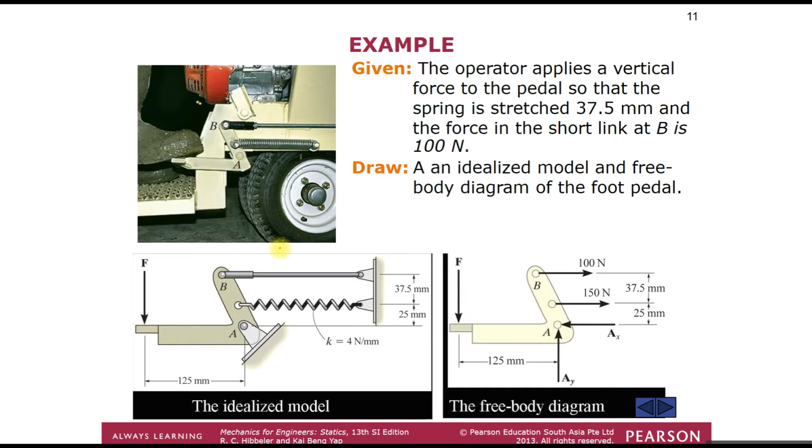This is an example with an operator applying a vertical force to the pedal, and the spring is stretched every time force is applied to the pedal. The spring is stretched 37.5 millimeters, and the force in the short link at B is 100 Newton. So we need to draw an idealized model and also a free body diagram of the foot pedal. This is how we draw the idealized model, with the foot pedal being stepped on.